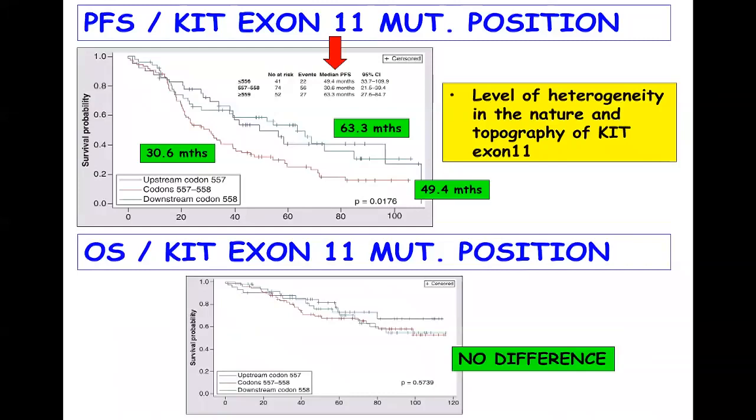PFS according to KIT exon 11 mutation position: in 556, median PFS 49 months; 557 and 558, 30 months; and equal or more than 559, 63 months. So there is a level of heterogeneity in the nature and topography of KIT exon 11. In terms of overall survival, according to KIT exon 11 mutation position, no difference.